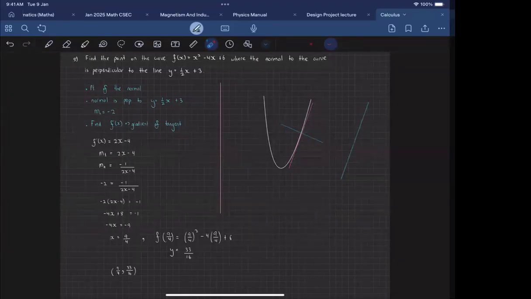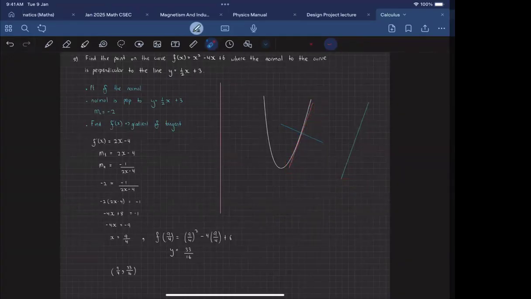They said the normal to the curve is perpendicular to the line y is equal to half x plus 3. So they gave us the normal. This is the normal here, right? And this is how the tangent would look. And they said the normal was perpendicular to some other line. This is the line they gave us, y is equal to half x plus 3, and it would be parallel to the tangent.